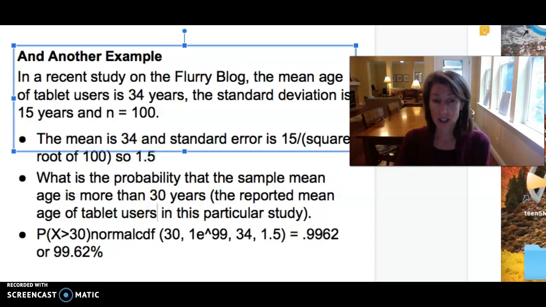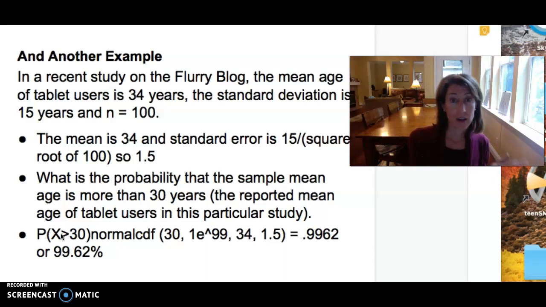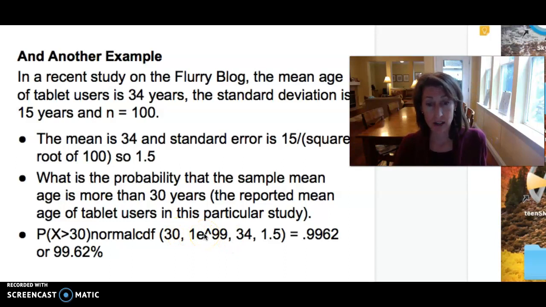Okay, let's get a question in here. What is the probability that the sample mean age is more than 30 years? So look down here, that is looking at the probability of getting an x that's greater than 30, and think about it again, we have as our mean 34, so we're going to want the area above 30, and 30 is to the left of our mean, so that's going to be our lower bound, 30, so we're going to have a positive 1e to the 99 as our upper bound.